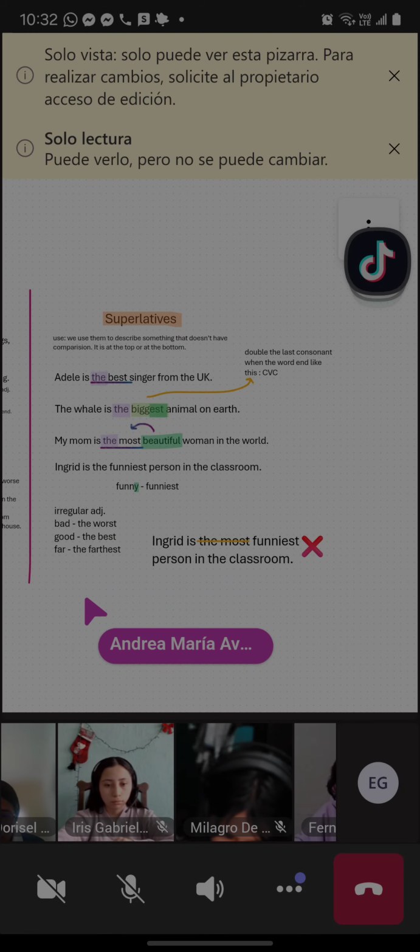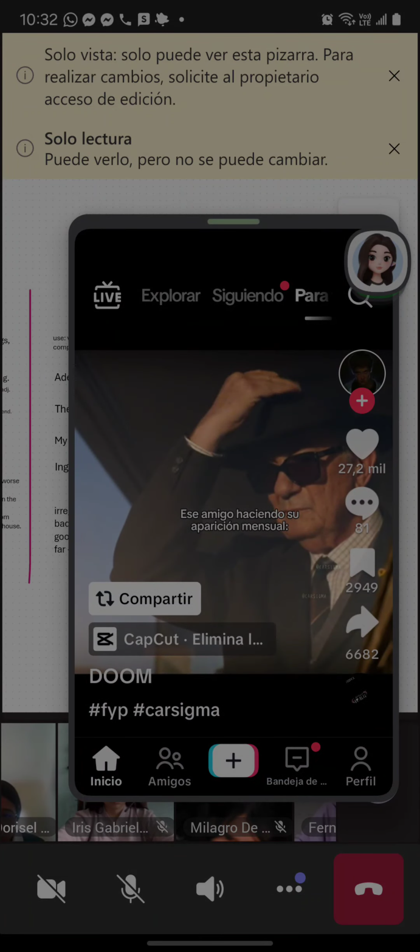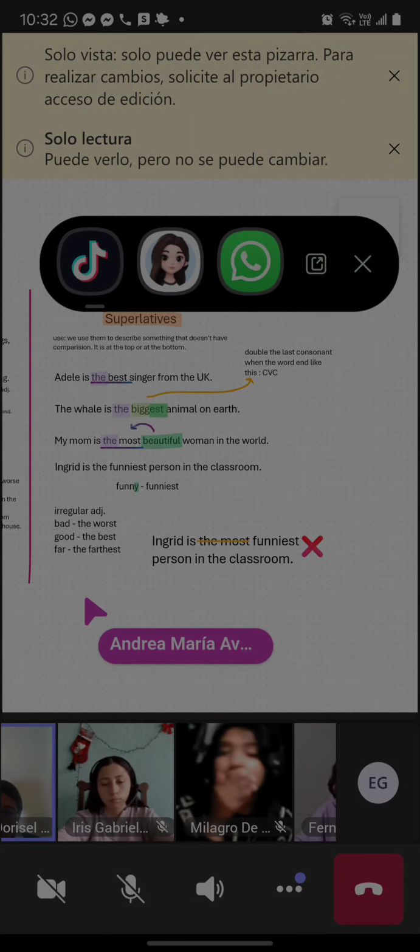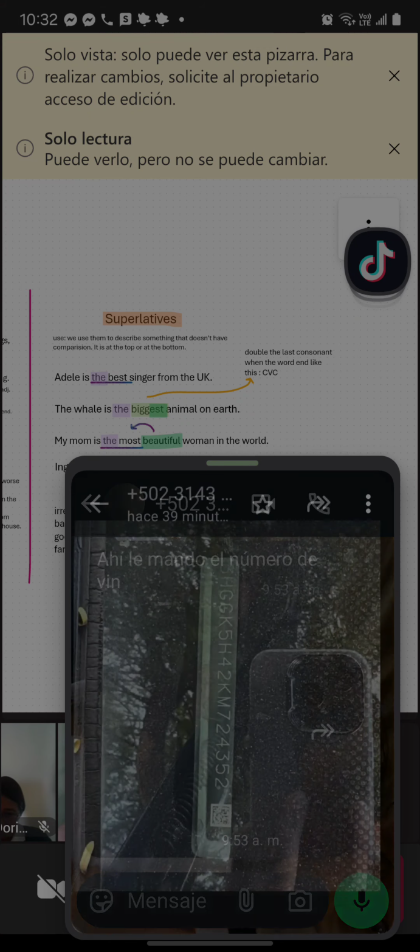You always use "the" for superlatives. Always. That's the rule. Just memorize it. Always use "the" for superlatives. Okay, thank you, teacher. Any other question?